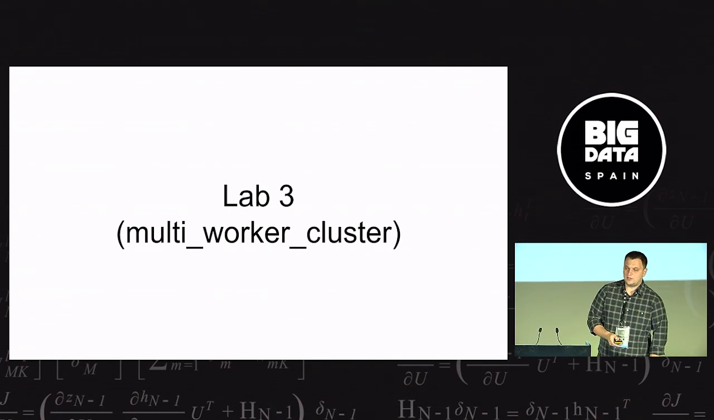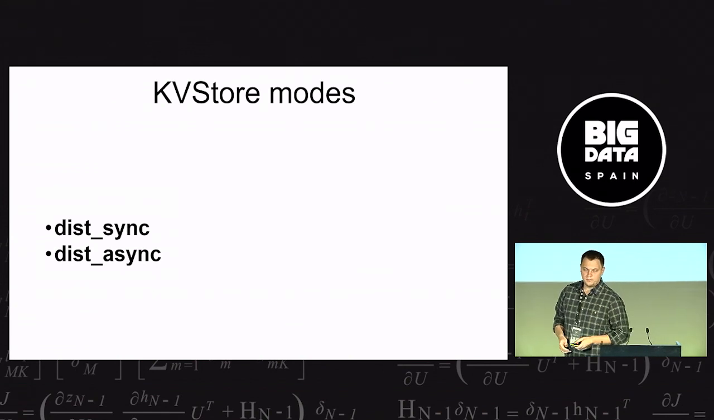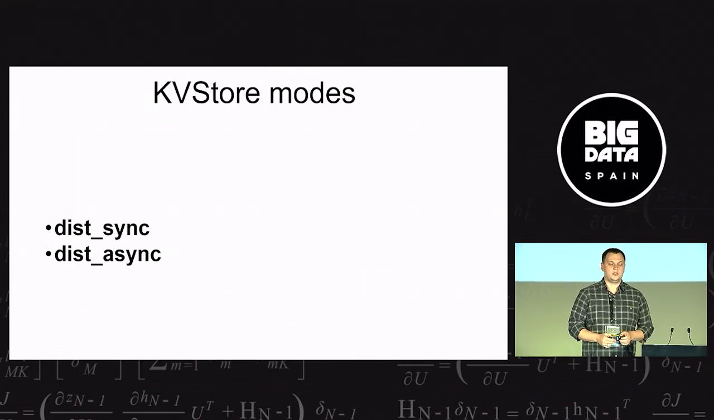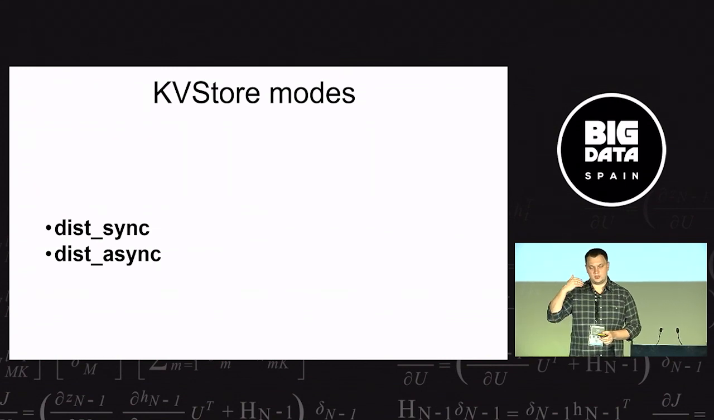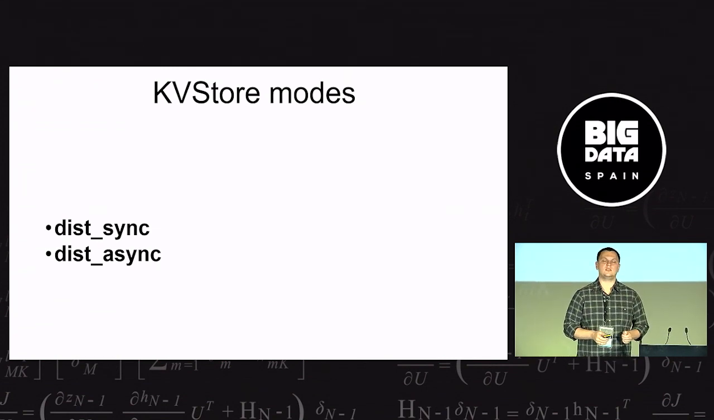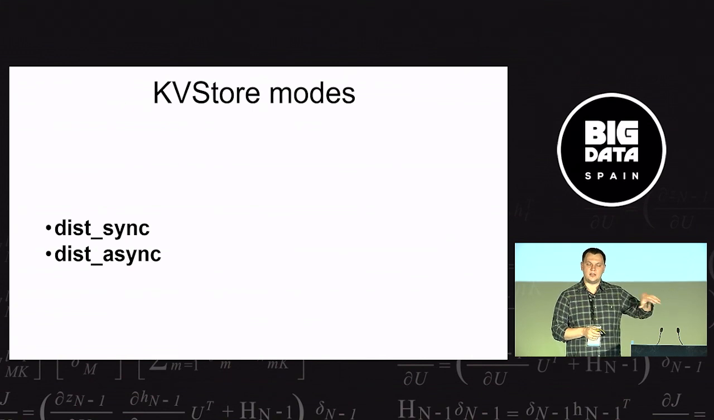Okay. We're actually going to skip the third lab. It's a lab that has more than one worker. But when you're doing more than one worker, you need to be careful with KV-store modes. Just keep in mind that KV-store can work in two modes, dist async and dist sync, basically synchronized and asynchronized. If you have dist async, this basically means that the worker is going to send an update to the server and immediately continue the training. If you have dist sync, each worker is going to send an update to the server and then wait until everyone else in the cluster has also sent the updates to the server.